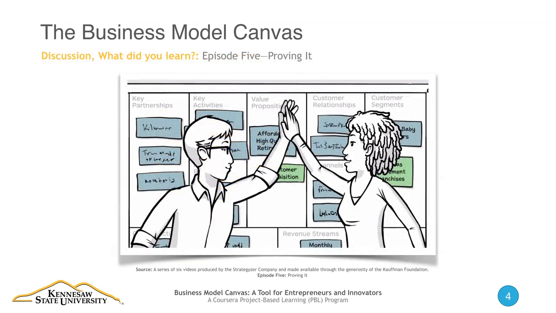Okay, you're doing great. You're making great progress. Now it's your turn. Your Module 5 assignments are: participate in the discussion by answering the question, what is the most important thing I learned while watching the animated video titled Proving It?